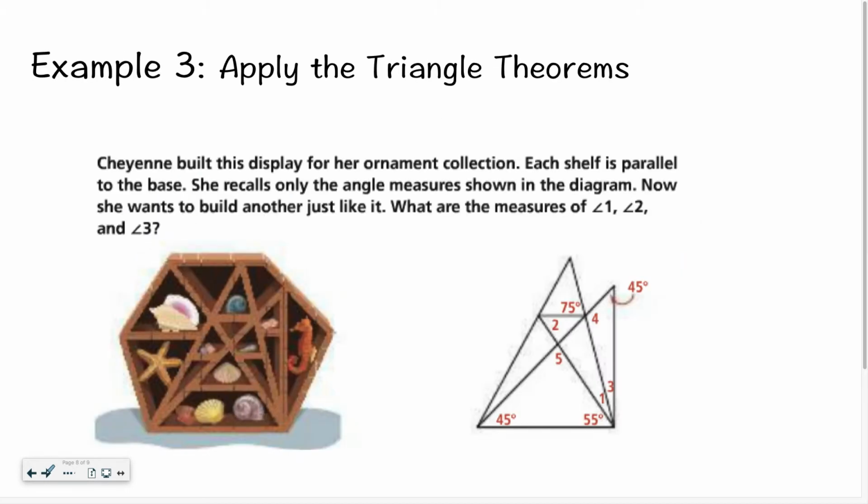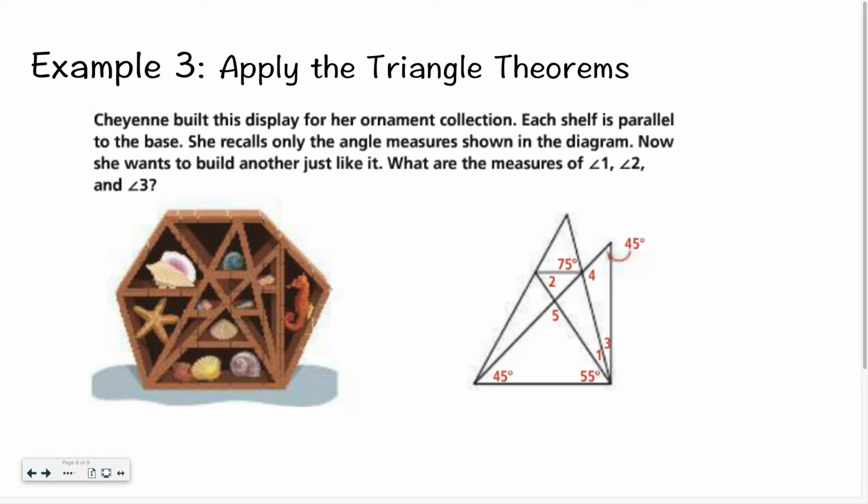All right, now let's talk about example 3, where we apply all of those triangle theorems that we've talked about. So the sum of the interior triangle angles and the exterior triangle angle theorems. We're even going to use some of the other information we've talked about in this chapter.